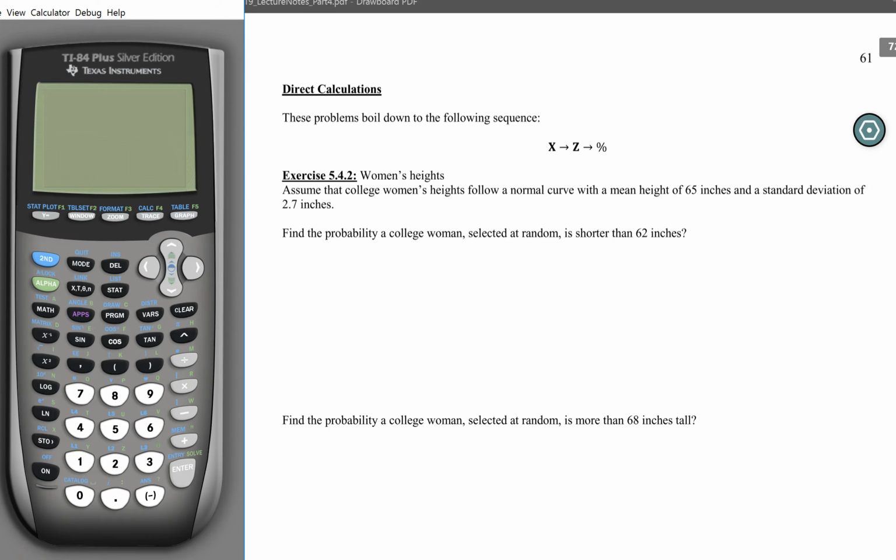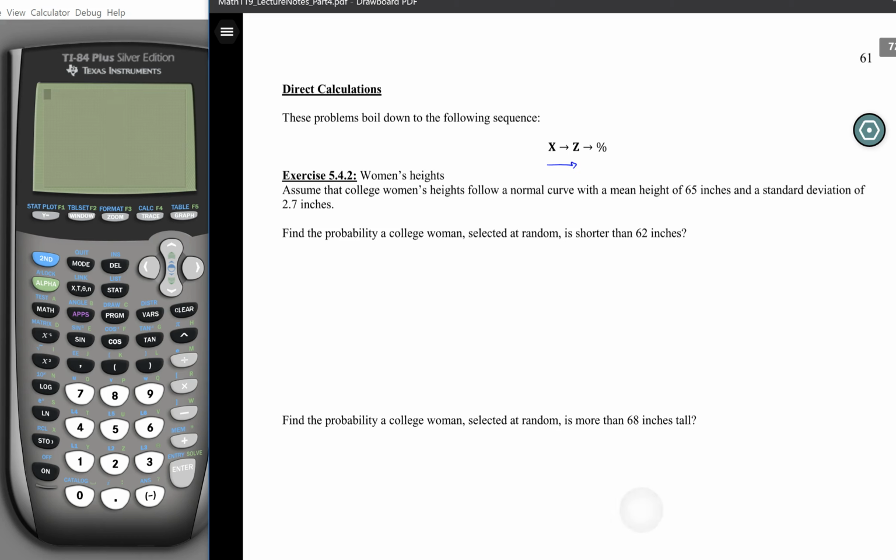All right, so in the last video we finished talking about how to find probabilities or areas under the normal curve when we were dealing with z-scores. Now we're going to put that together so we can do some real life questions. The way this works is a direct calculation as I have here. Essentially, for any observation from a normal distribution, we can convert that to a z-score, and then convert that z-score to a percent.